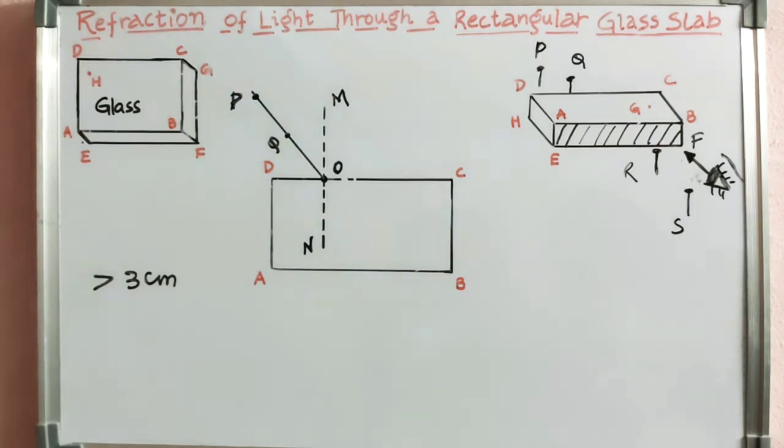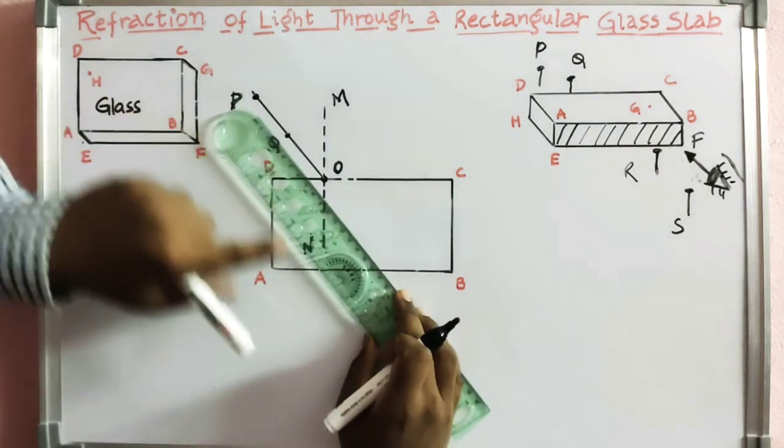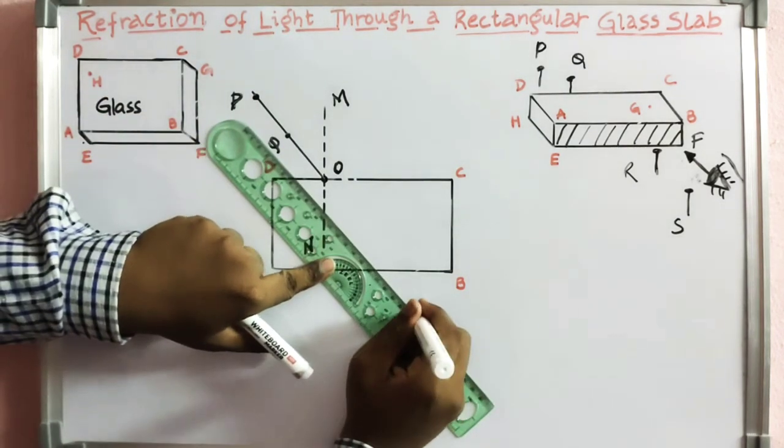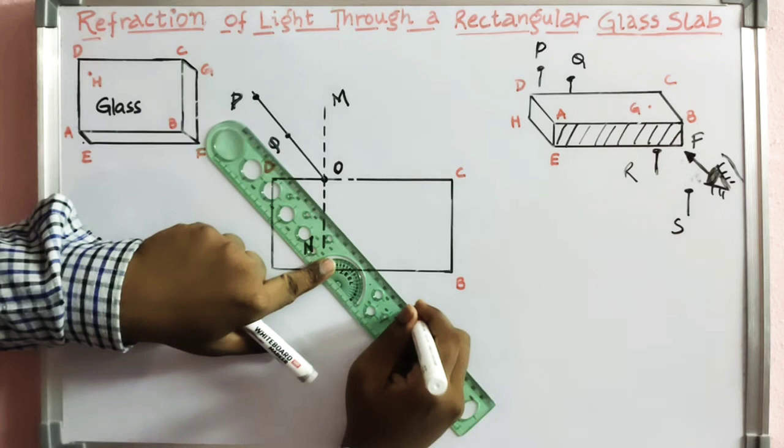Clear? So if I now remove the glass slab and see these pins from the top, how are they going to look? Only heads will be visible. Correct? Only heads will be visible.